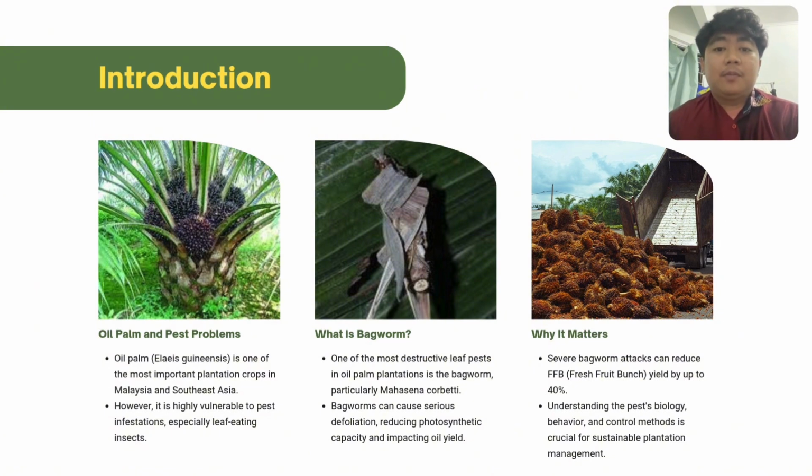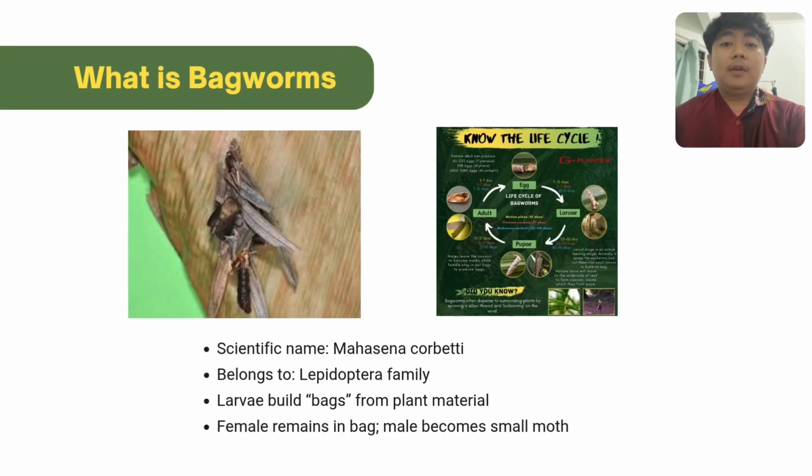A severe bagworm infestation can lead to up to 40% loss in fresh fruit bunch. So, understanding the pest life cycle and how to control it is very important for keeping plantation productive and sustainable. And now, let's take a closer look at the bagworm itself.